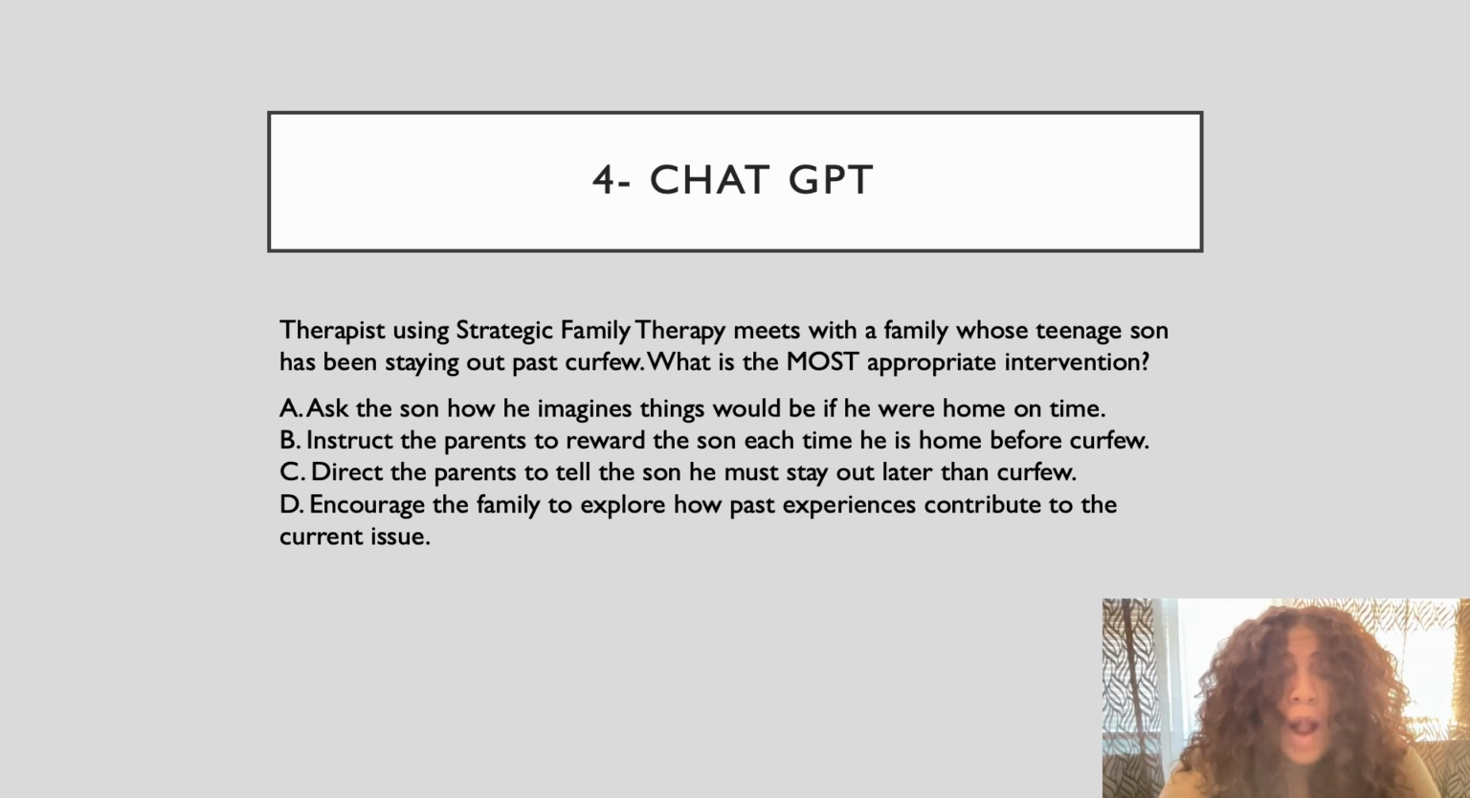Encourage the family to explore how past experiences contribute to the current issue. So now we're digging into the family of origin, and we know that strategic therapy doesn't really do that, so we're going to get rid of it. That's more like a Bowen approach, a psychodynamic approach, where we're going to be digging into past experiences. Now, if we take a look at C, direct the parents to tell the son he must stay out later than curfew. All right, so now here, let's look at this, the kicker.